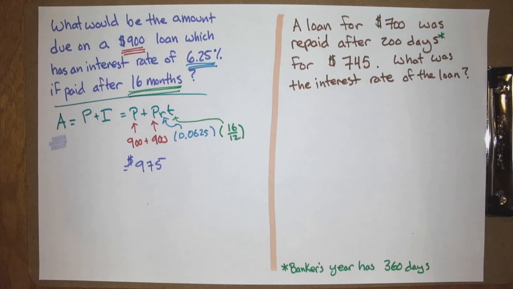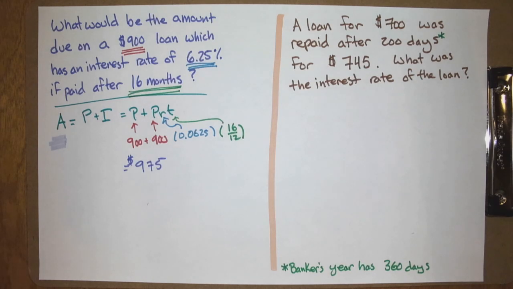All right, let's do the right example. A loan for $700 was repaid after 200 days, and now there's a note here. What do we mean by days? Well, we're going to use banker days. And I'm taking this from the textbook. Bankers have a different measure of time. They get lots of holidays, apparently. So for them, there's not 365 days in a year, there's 360 days in a year. 360 is a much more convenient number. Lots of things divide into 360. Okay, so anyways, 200 days.